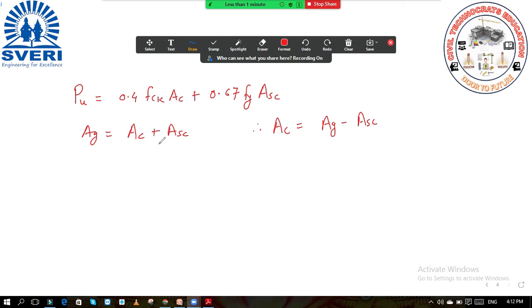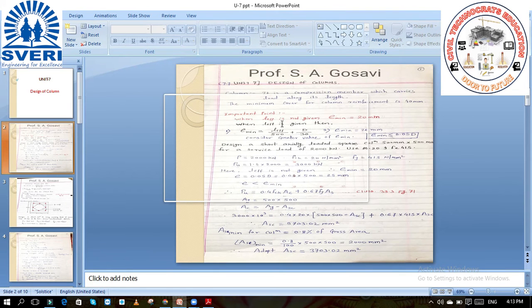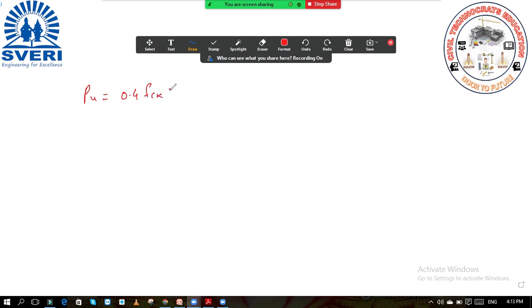So if I want to calculate the area of steel, then I will put area of concrete in terms of area of steel. Okay, so here you can see only one equation is there, but unknowns are two: area of concrete and area of steel. 0.4 FCK AC plus 0.67 FY ASC. Now what is the problem over here? You can understand this. PU we know the value, 3000 kilonewton. 0.4 FCK is constant. The value of AC is not known. What is the area of concrete? We don't know. We know the total area, 500 by 500 is our gross area. AC we don't know. We don't know the value of area of steel also. So two unknowns are there and one equation is there.